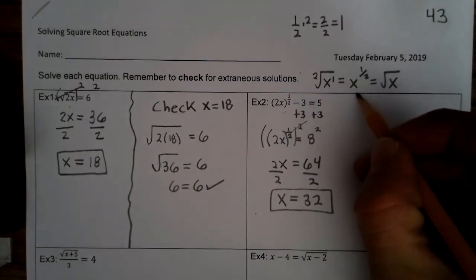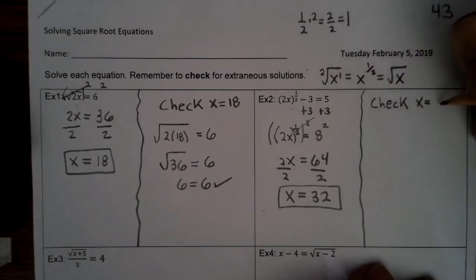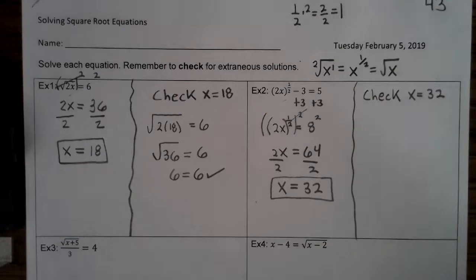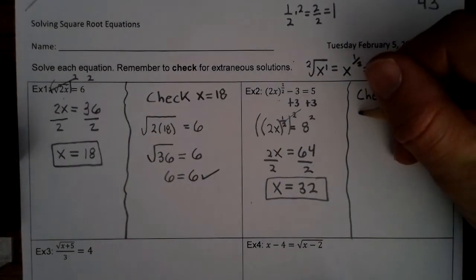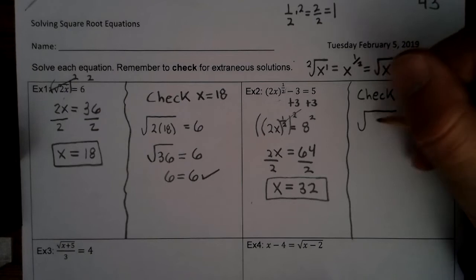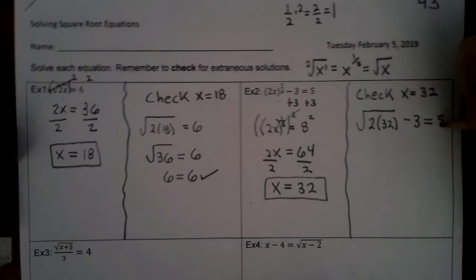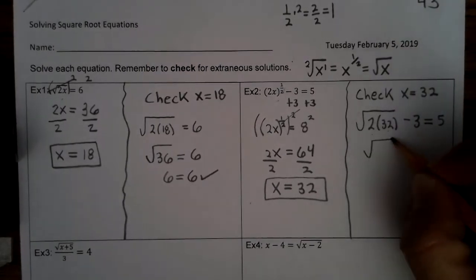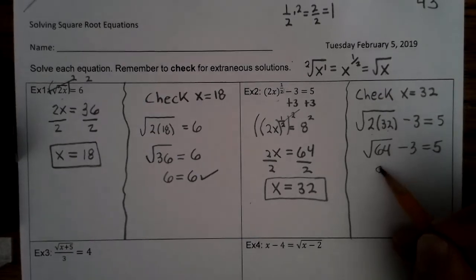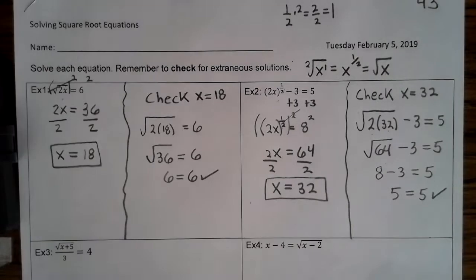All right, so now again we're going to check. So with checking, we're going to substitute 32 back into the equation and see if it's correct. Okay, and I'm going to rewrite the to the 1/2 power as just a square root. So we have the square root of 2 times 32 minus 3 equals 5. Well, 2 times 32 is 64, so you have the square root of 64 minus 3 equals 5. Well, the square root of 64 is 8, so 8 minus 3 equals 5. 5 equals 5, so it checks.